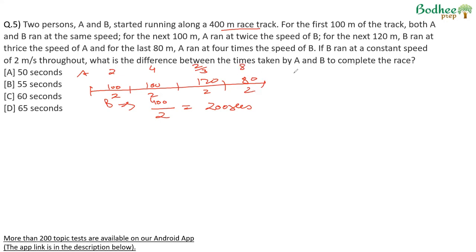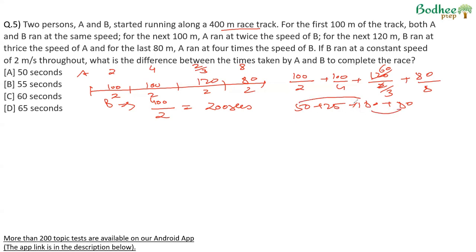Time taken by A therefore will be first 100 at the speed of 2, second 100 at a speed of 4, next 120 at a speed of 2 by 3 meters per second, last 80 at a speed of 8. This is 50 plus 25 plus 180 plus 10. So this becomes 75, 255, 265.